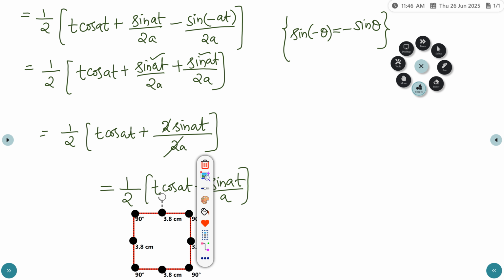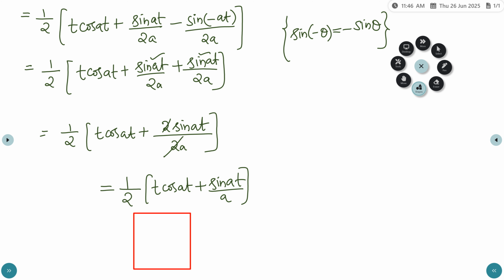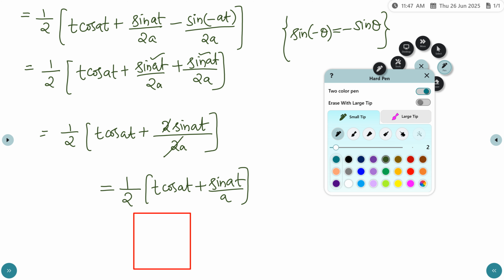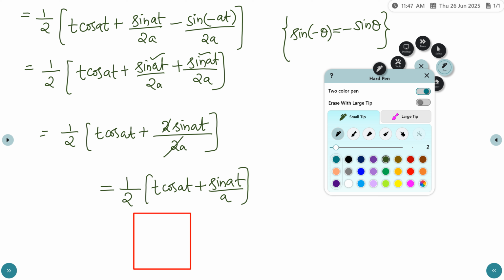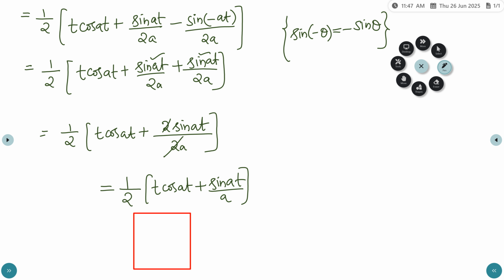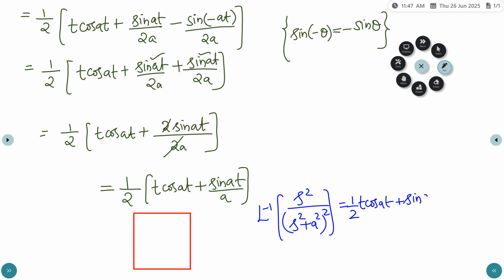So in the given question, we have to find the inverse Laplace transform of the product of two functions. L inverse of s square by s square plus a square the whole square equals 1 by 2, t cos at plus sin at divided by a. This 1 by 2 is common for both the terms. This is our final answer.